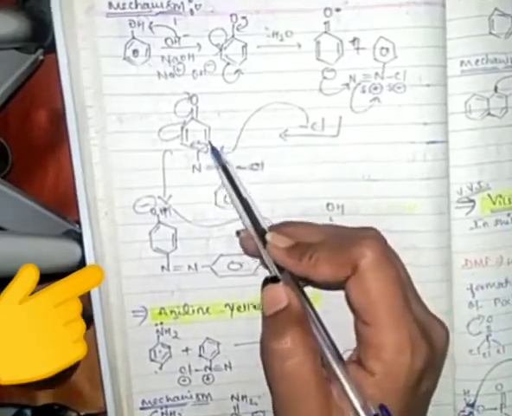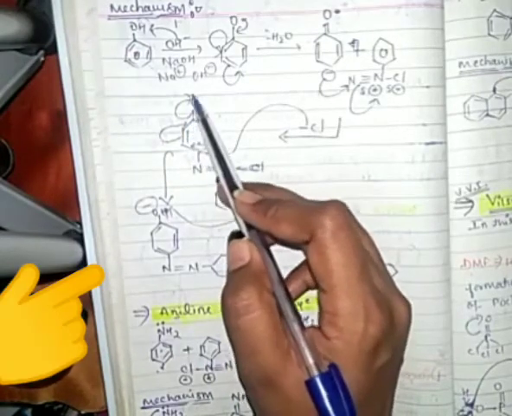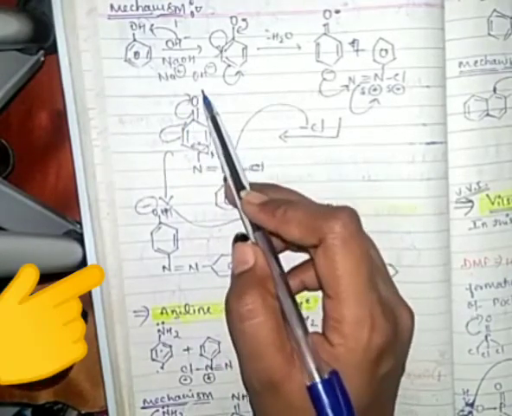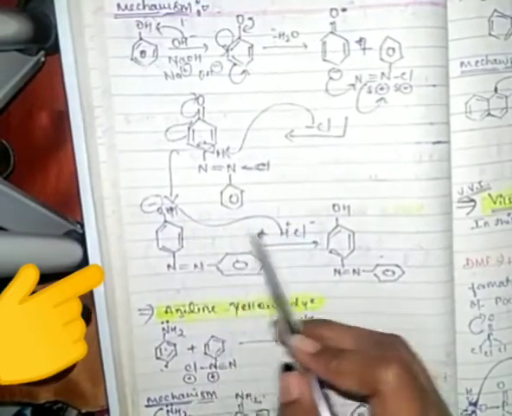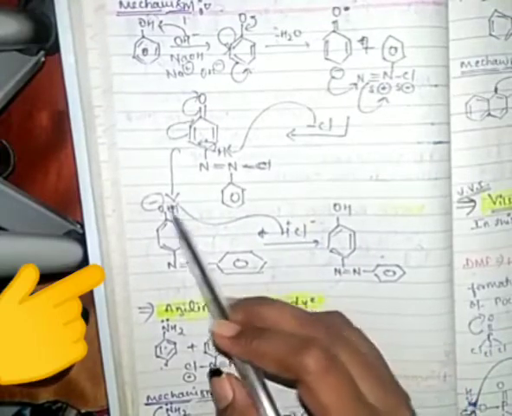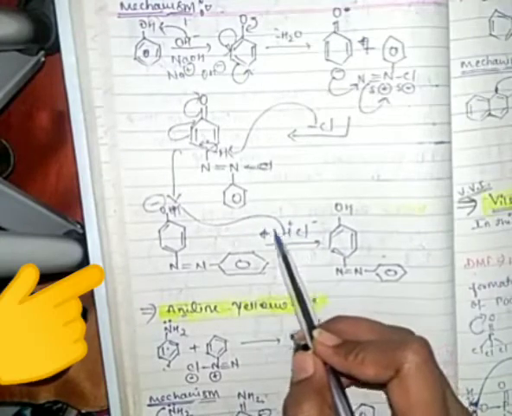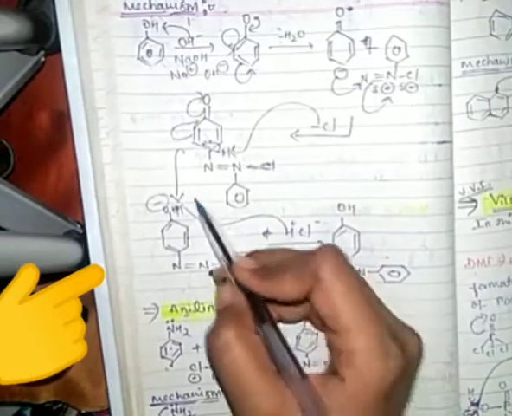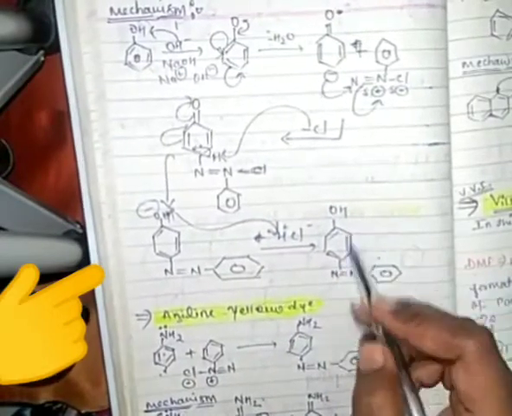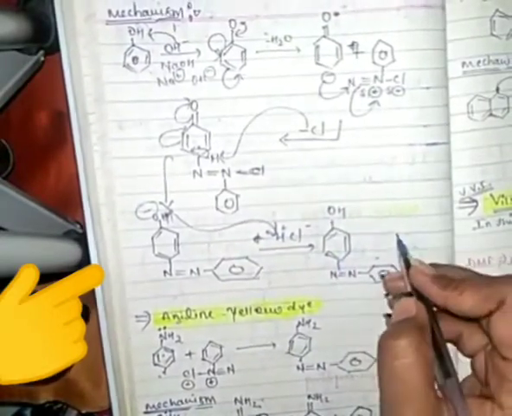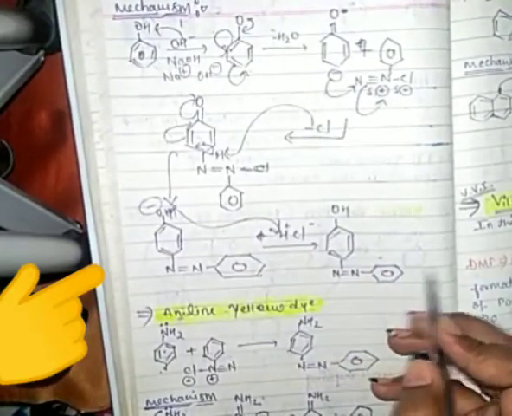Again, when this bond is shifted there, and this is shifted there, a negative charge is generated on oxygen. After that it reacts with HCl, and this negative charge takes hydrogen from that position and forms OH group, and this is called phenol. This is called phenol orange dye or methyl orange.